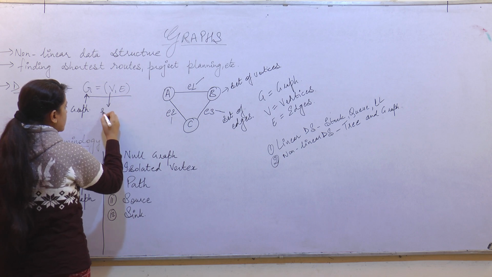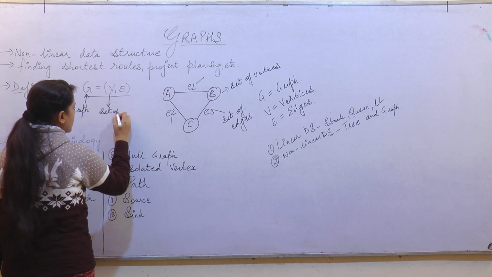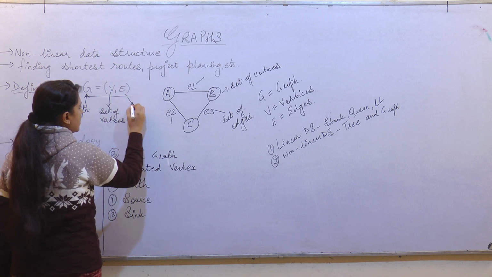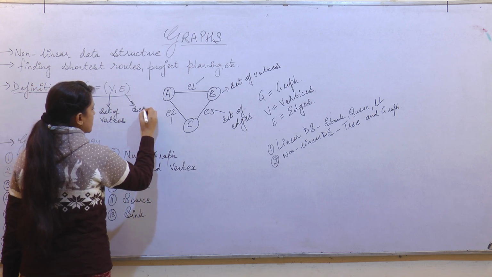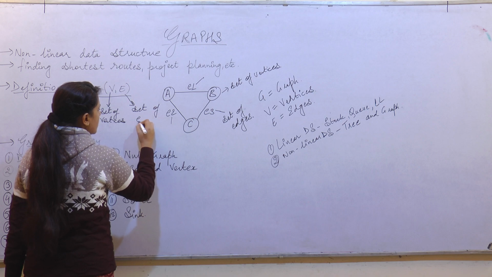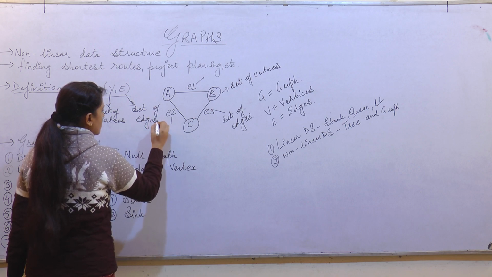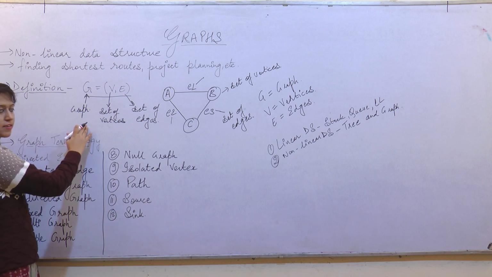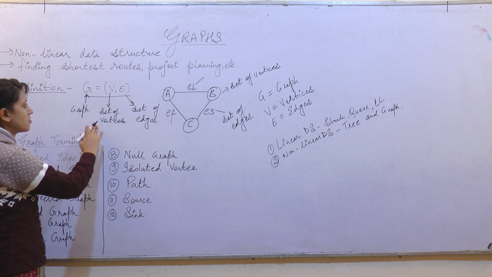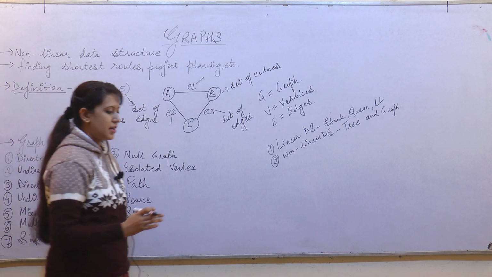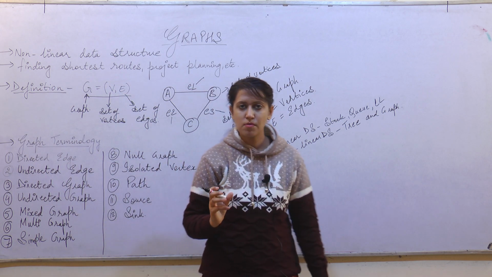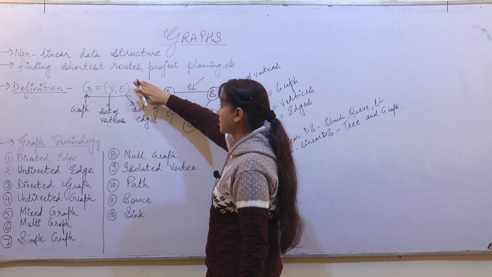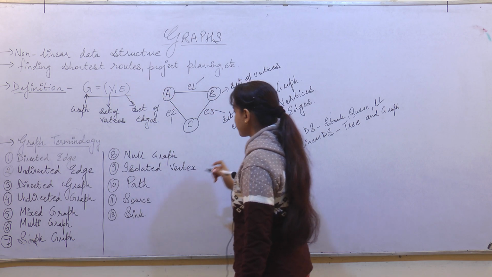So this is the basic definition of graph, where we are representing graph with capital G, V set of vertices, and E represents set of edges. So this is the basic definition of graph. G, capital G equals VE. That means graph is equal to a combination of set of vertices and the set of edges.